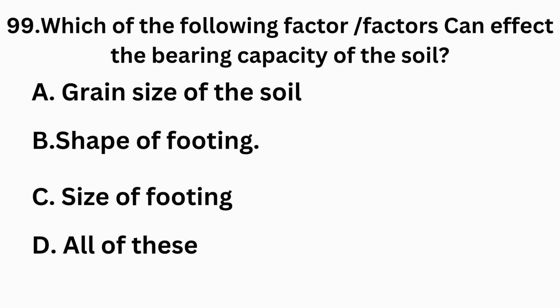Which of the following factor or factors can affect the bearing capacity of the soil? A. Grain size of the soil, B. Shape of the footing, C. Size of the footing, and D. All of this. So the factors that affect the bearing capacity of the soil include SPT value, depth of the footing, width, length of the foundation, cohesion, unit weight, angle of inclination, types of footing, depth of water table. So the answer is all of this.